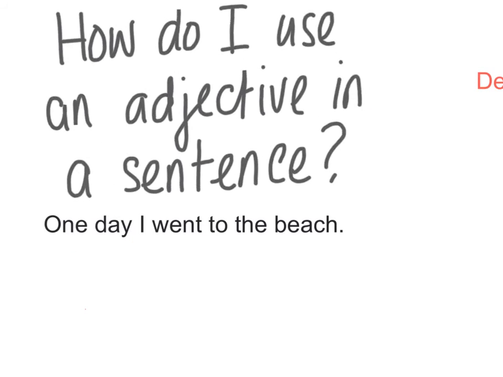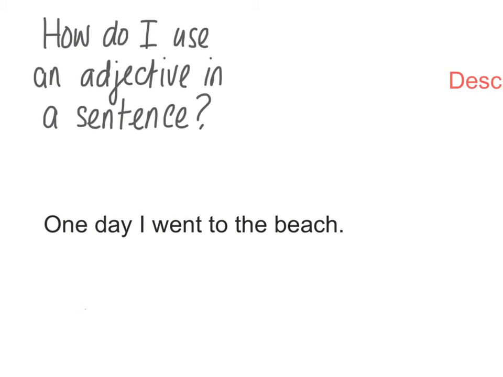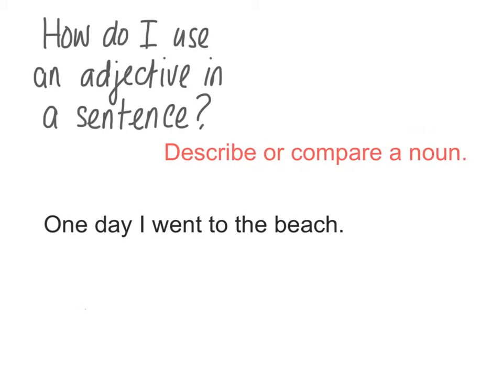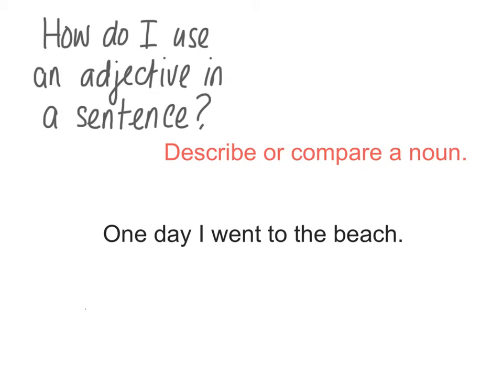Now finally, how do I use an adjective in a sentence? Well, very briefly, you need to describe or compare the nouns. So let's have a look at this sentence here. One day I went to the beach. So if we're looking for nouns, what are the people, places and things? Well, the place is the beach, and the day is one of the things. The went is a verb, so it's not that.